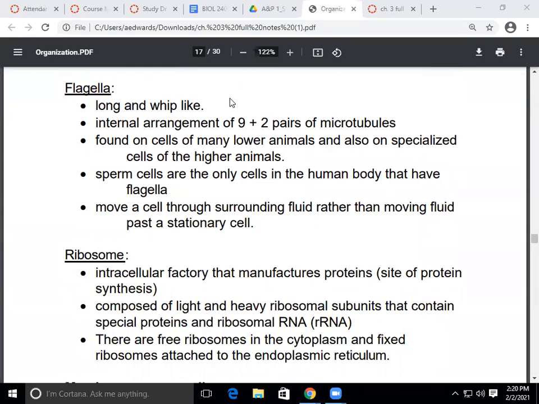All right, the flagella. These are longer and function like whips. They also have a 9 plus 2 pair arrangement. Sperm cells are the only human cells that have these, and they help move the cell through fluid to get to the egg.